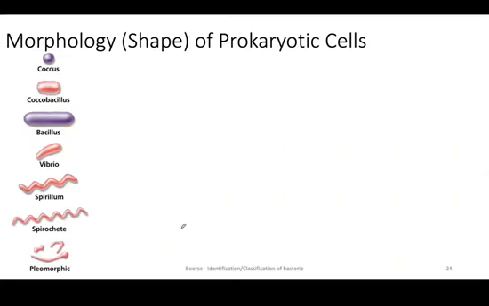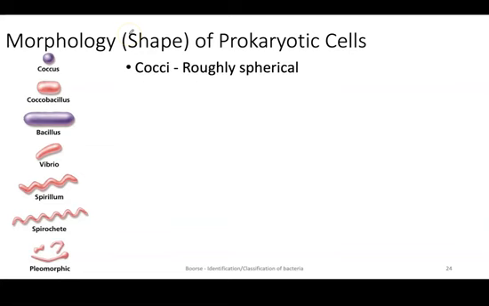I've been using these terms like round and rod, and while those capture the shape, another word for shape is morphology, so I'll use those interchangeably, and you'll want to know both. That's one of the really important characteristics of a bacterium. If we're trying to identify a bacterium, we want to make a smear of it, stain it, and then view its shape and size.